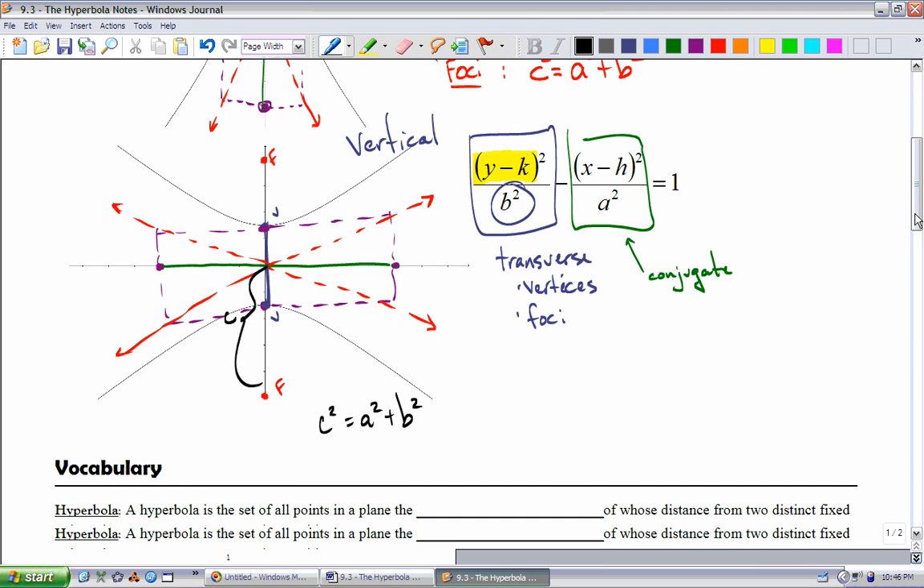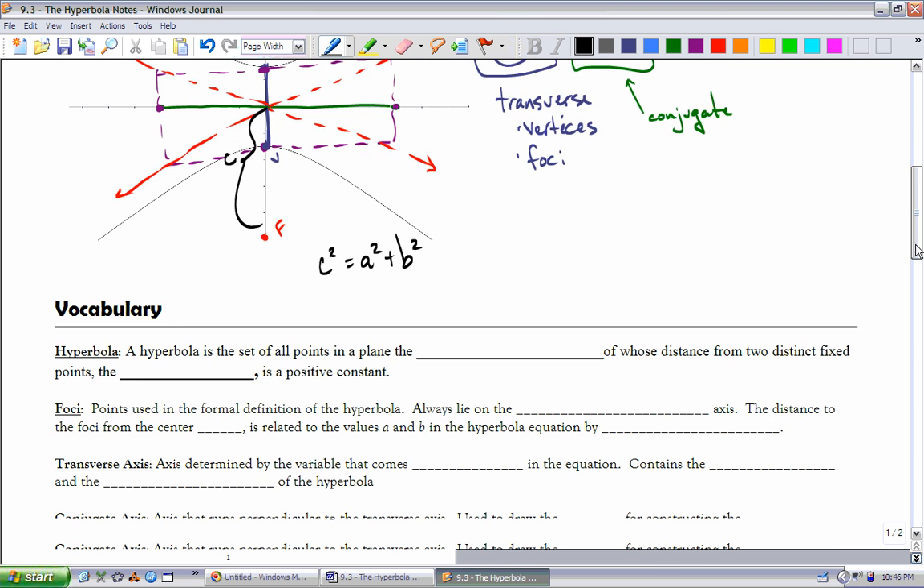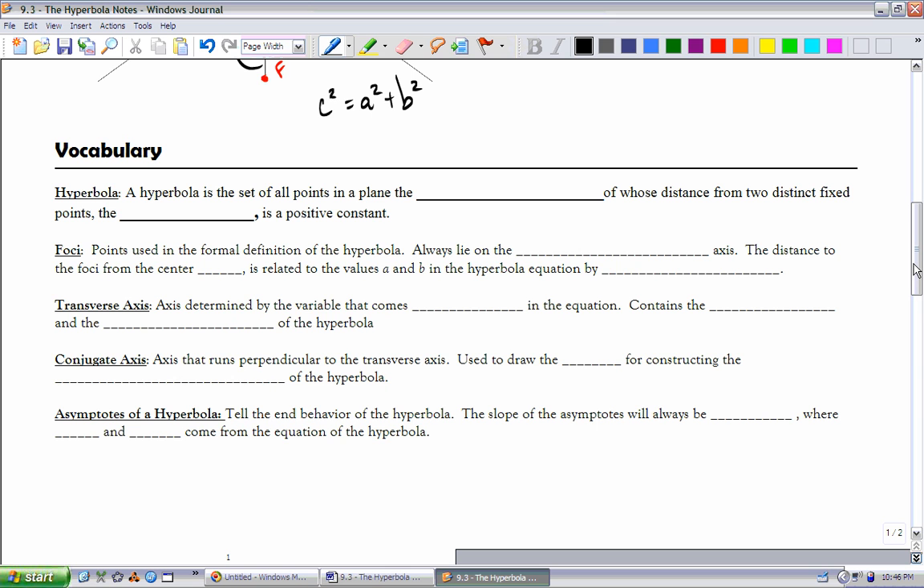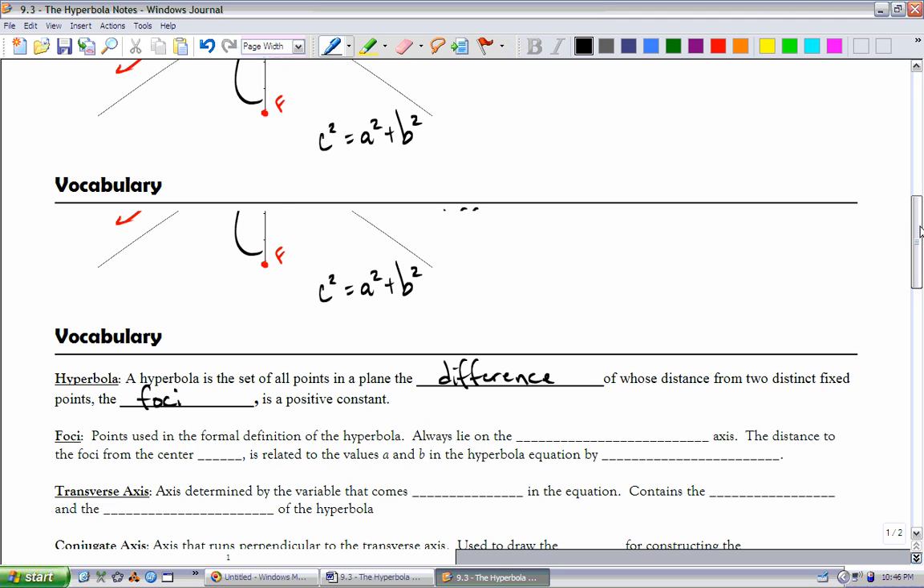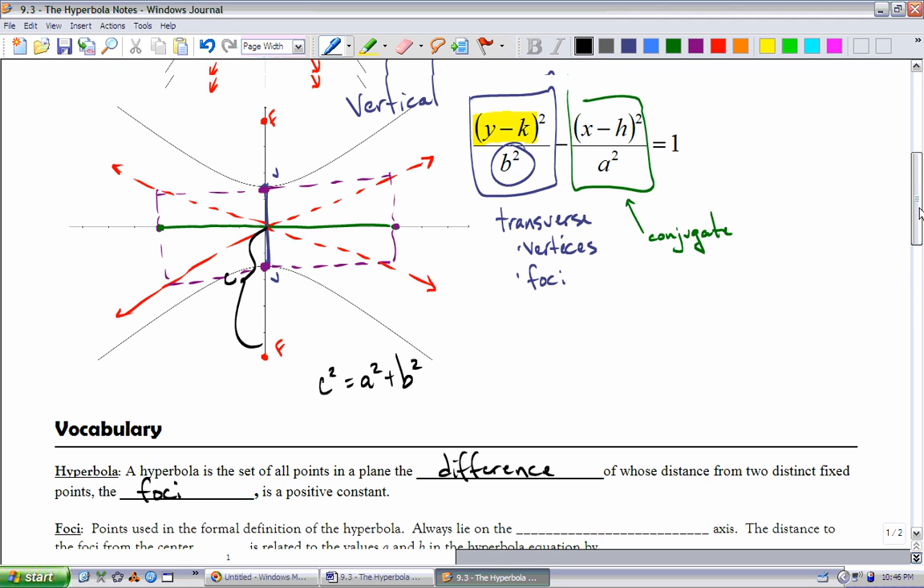Let's go through some vocabulary here quickly, and this will be for reference for later. Hyperbola. Now this is the technical definition. I want to go back up here and talk about this quickly. The hyperbola is a set of all points in the plane, the difference of whose distance from two distinct fixed points, the foci, is constant. Here's what this means. I'll try to be quick about this.